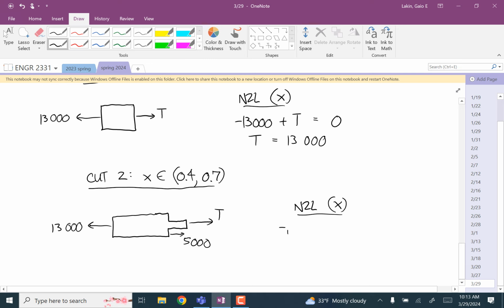So Newton's second law says negative 13,000 plus 5,000 plus T is equal to 0. So the internal tension is positive 8,000.